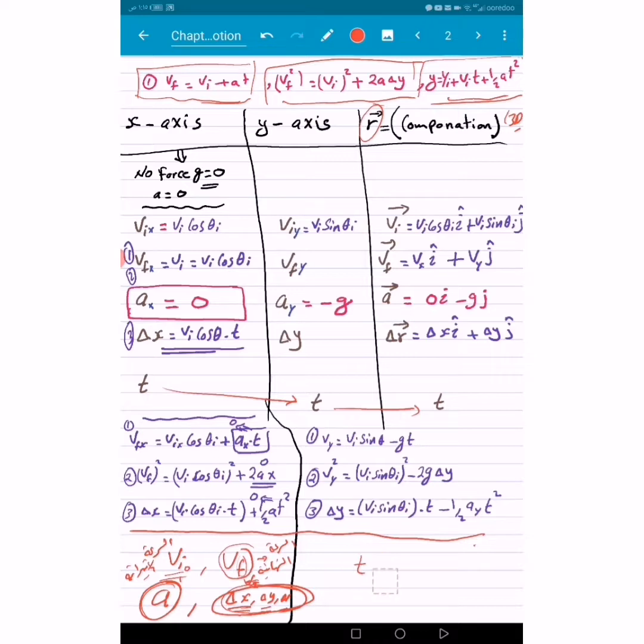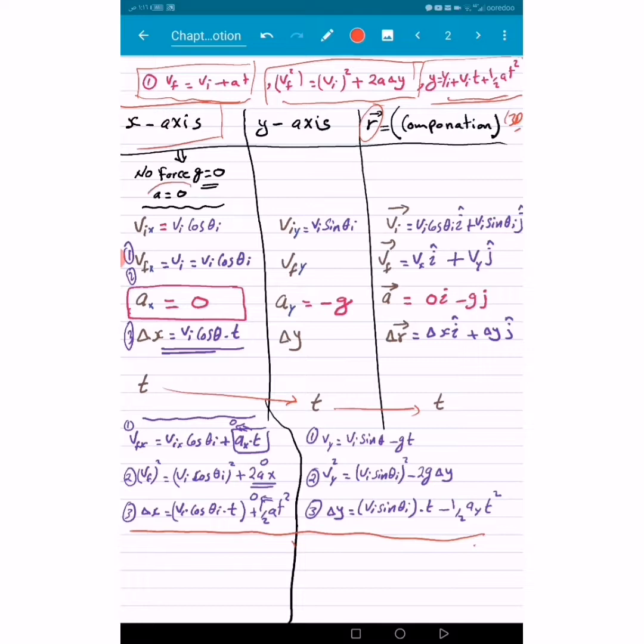So now we put these 5 variables in each component that we need to find the equation for. At the x-axis there is no effect of the gravitational force, so that means the acceleration of gravity is equal to 0. So put 0, 0, 0 here. So V final x is equal to V initial x.